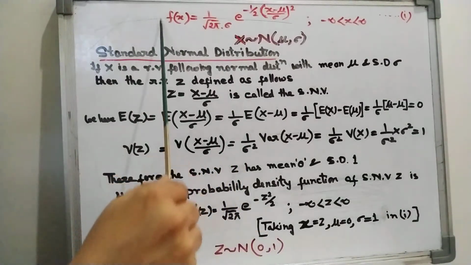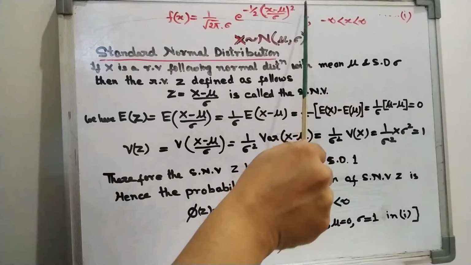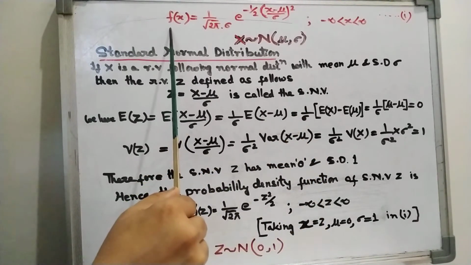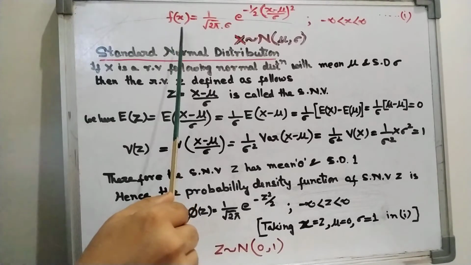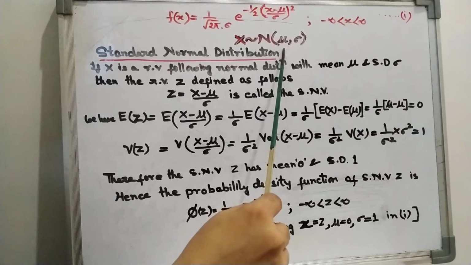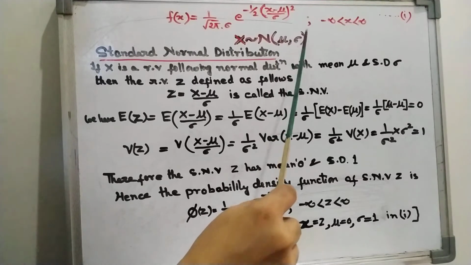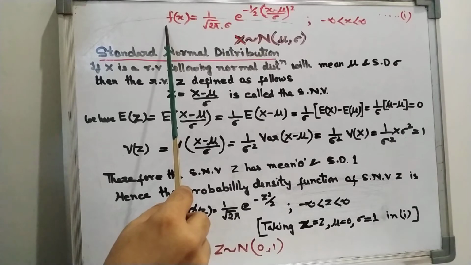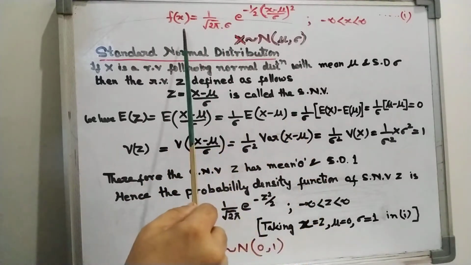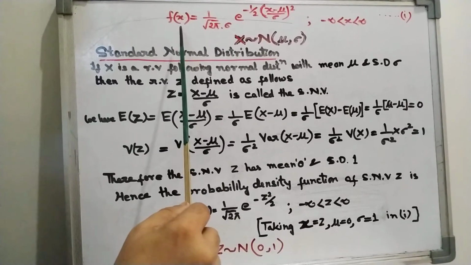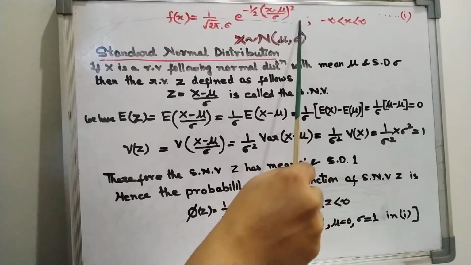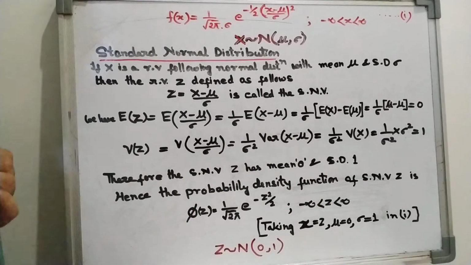This is the probability function of the normal distribution, which is called the probability density function because here x is a continuous random variable. If x follows a normal distribution with mean mu and standard deviation sigma, then the probability density function of the normal distribution is given in this way, which is also called simply the normal distribution. So this is the mathematical form of the normal distribution, which is the probability density function.